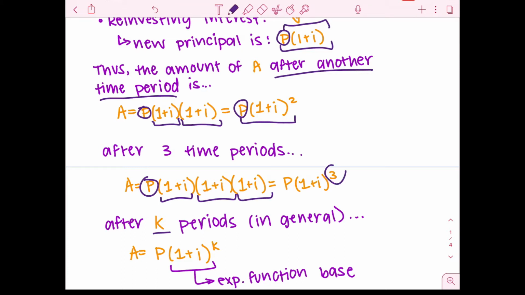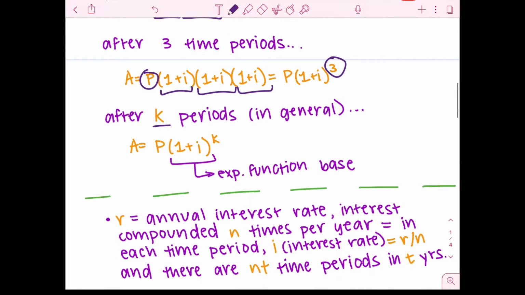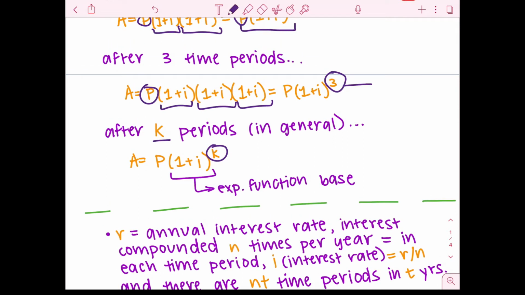And then we get our time period up here as 3, because we're multiplying it 3 times together. And after K periods in general, so K is just our general amount of time periods. So you can plug in any number for K. We're going to get A is equal to P times 1 plus I to the power of K. So just like we had 3 over here, we can plug in any number for K, and K would represent the amount of time periods our interest is compounding.